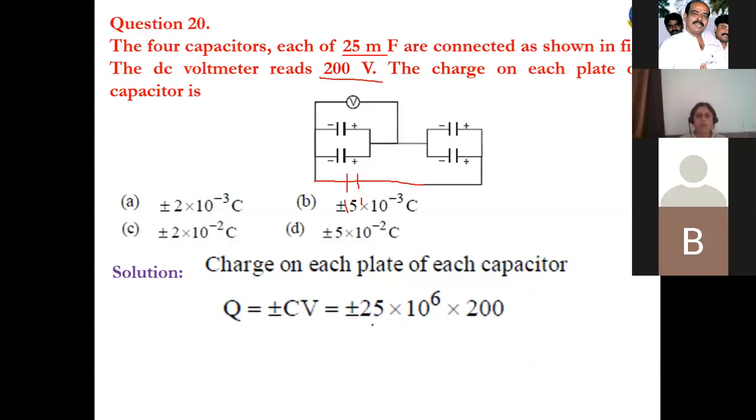So C into V will be now 25 into 10 to the power of minus 6, again it is micro, into 200. So 25 into 200, you will get 5000 into 10 to the power of minus 6, which will be 5 into 10 to the power of minus 3. So what is the correct option? See, the correct option is here, 5 into 10 power minus 3. So it is B actually. Okay, the correct option is B.